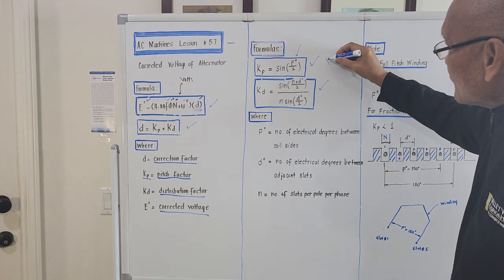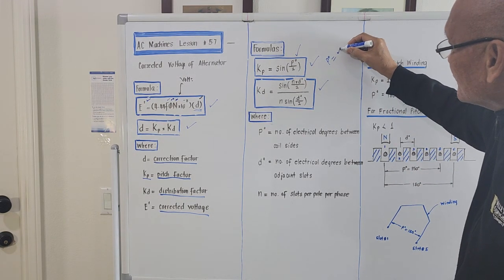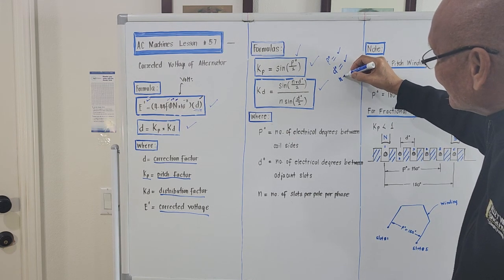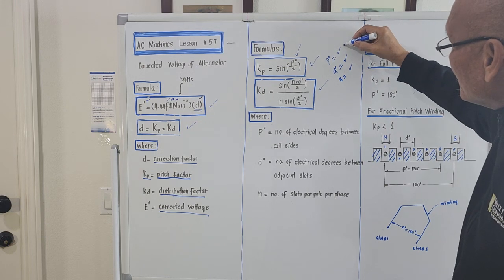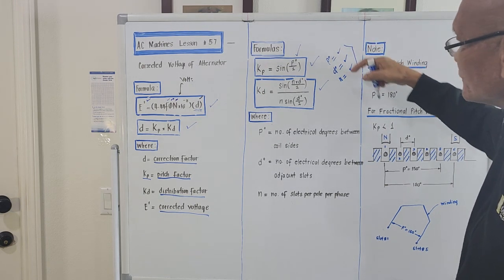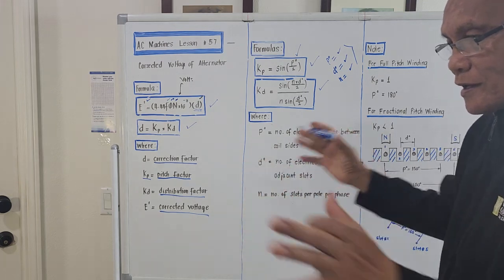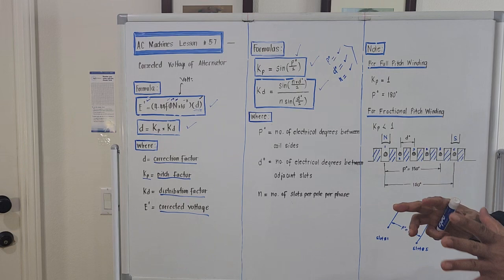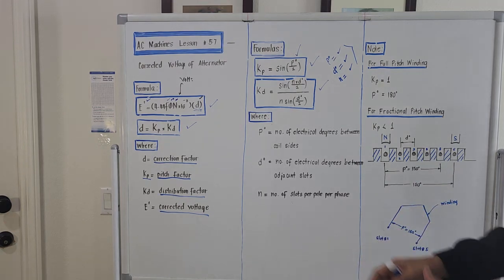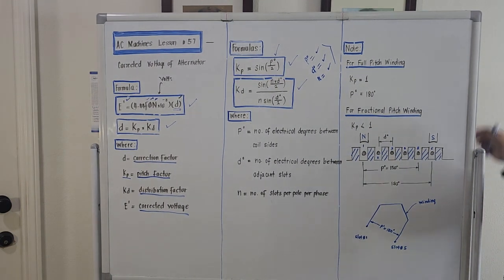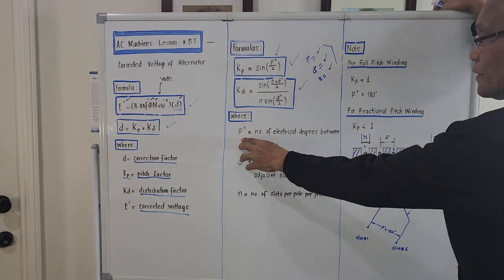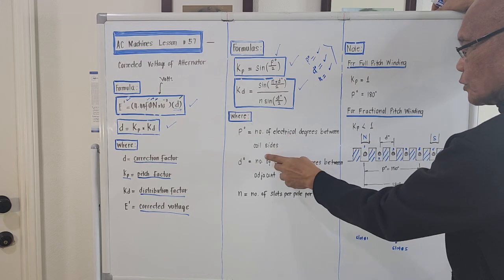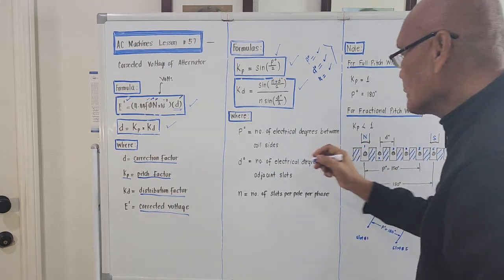We'll try to discuss what is P degree and what is D degree and what is N, because we will be getting these values, or parameters, from the physical characteristic of the alternator. So it seems we are now on the so-called study of machine design, where capital letter P with the degree symbol is the number of electrical degrees between coil sides.